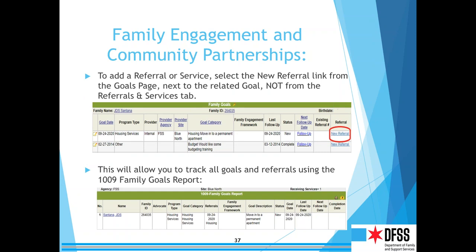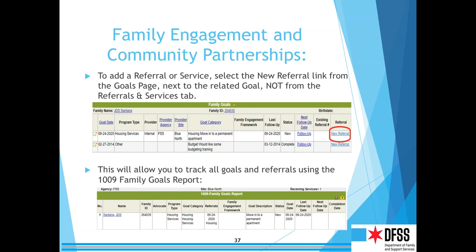So once you have goals in, you can add a specific referral and service. This would be related to the goal and documenting how the family is going about getting the needs met. There is a referral link that's on the family page, but we ask you really not to add them there because those are off kind of in the data, off in space somewhere in the data. Instead, if you stay on the family goals page and hit new referral on the right within the goal that's already been identified, now the referral or service will be associated with this particular goal.